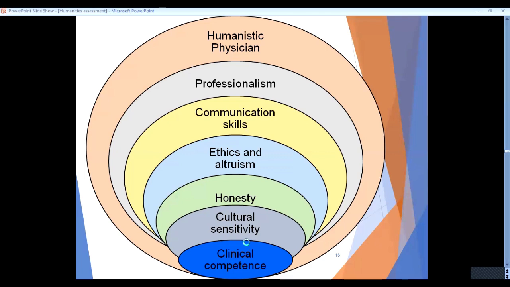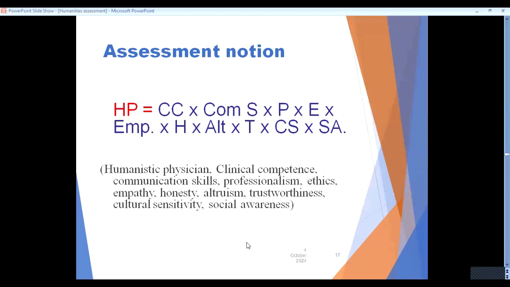Next one, please. Now we have got one equation here, which is called the assessment notion. According to this equation, humanistic physician is equal to clinical competence into communication skills, into professionalism, into ethics, into empathy, into honesty, into altruism, into trustworthiness, into cultural sensitivity, and into social awareness.